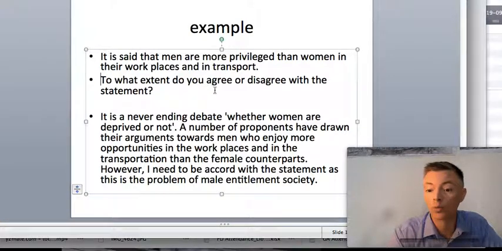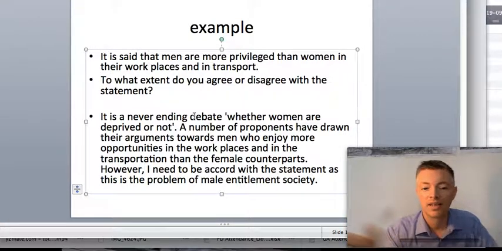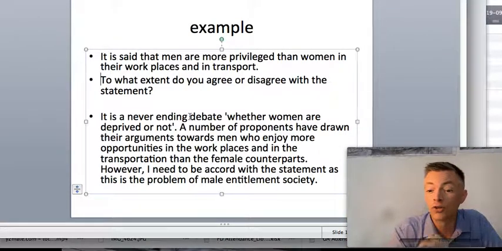And the examiner wants to see right away in the introduction that you understood this question and you've responded to it. So it is a never-ending debate. This is a student example. It's a never-ending debate. Like, it's so generic. You're not getting any marks for saying it's a never-ending debate. And I've seen students say this a million different ways. The first sentence is introducing the topic.